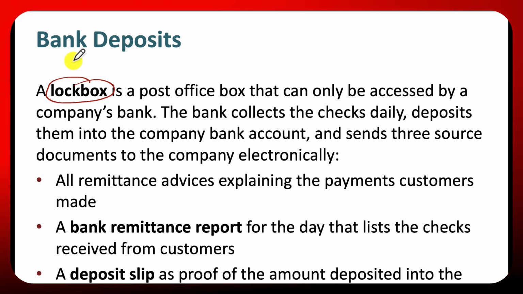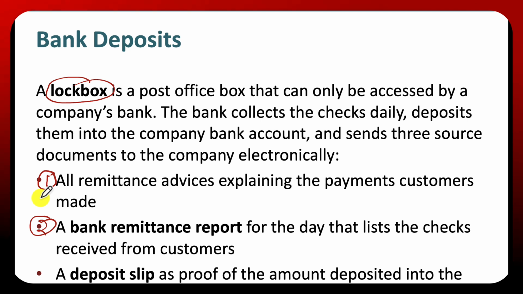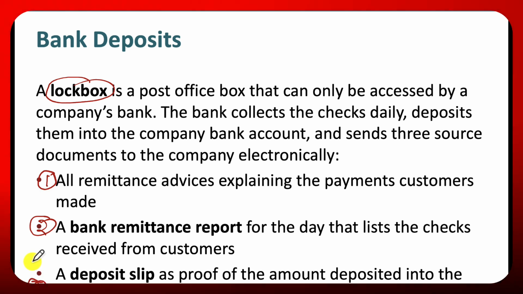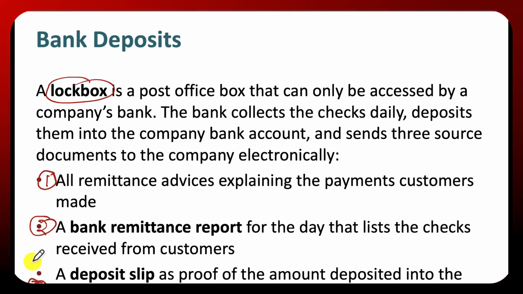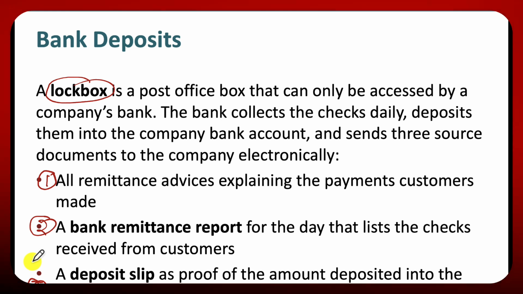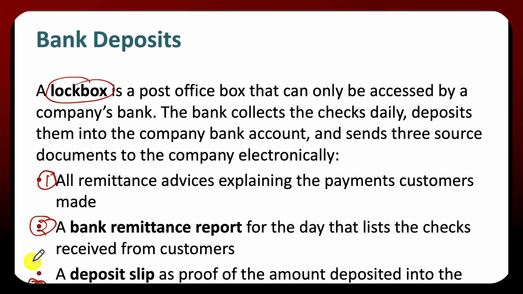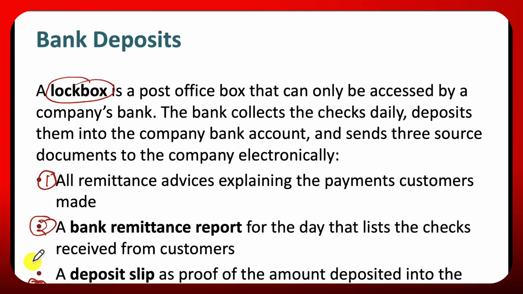There are three source documents that are typically sent. One is all of the remittance advices explaining the payments that the customers made. Two is a bank remittance report for that day that lists the checks that were received from the customers. And three is a deposit slip as proof of the amount that was deposited into the company's bank account, with the amount of the deposit equaling the total on the bank remittance report, which was number two.